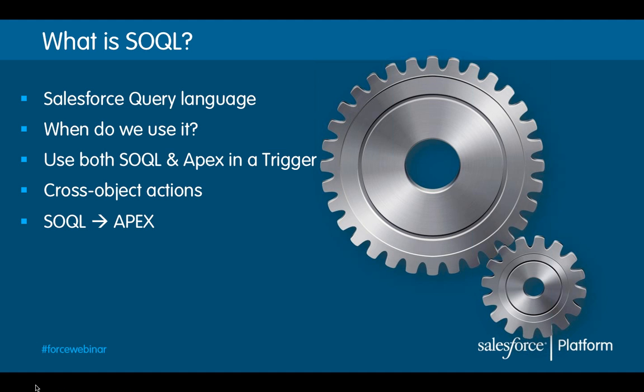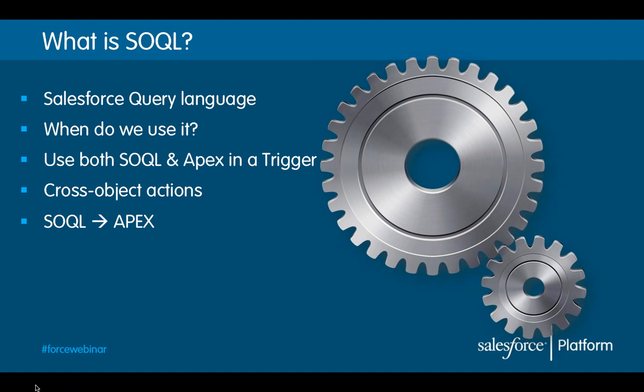And we can use SOQL in a trigger. We can use SOQL and Apex together in a trigger in order to call all sorts of records, to set our criteria. We're going to talk quite a bit about the different types of queries, but SOQL is really, really powerful for writing cross-object actions and for having triggers that can bring up basically any record in your database. And you may have already used SOQL.